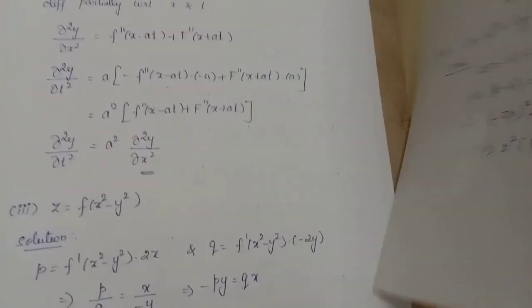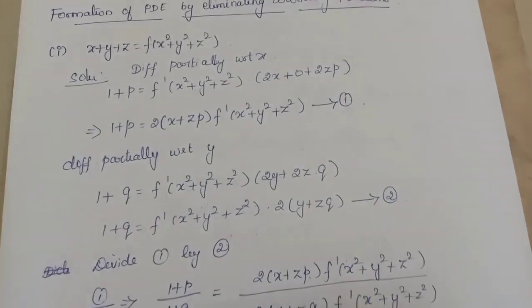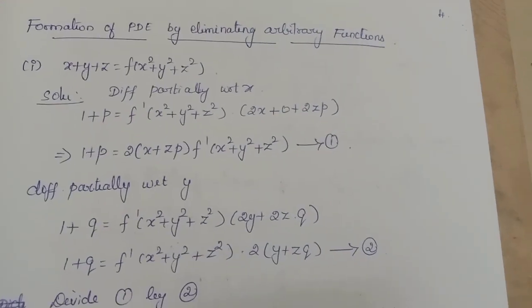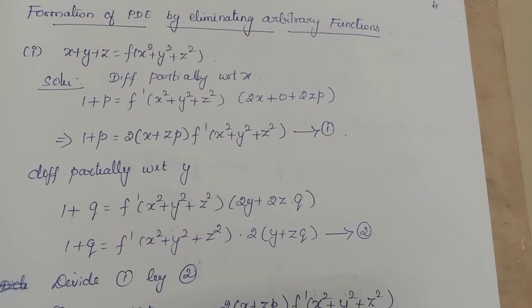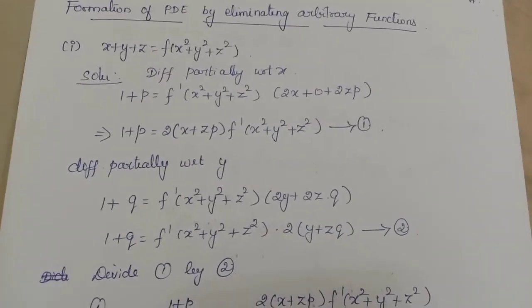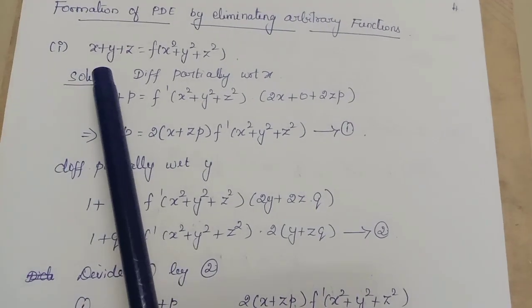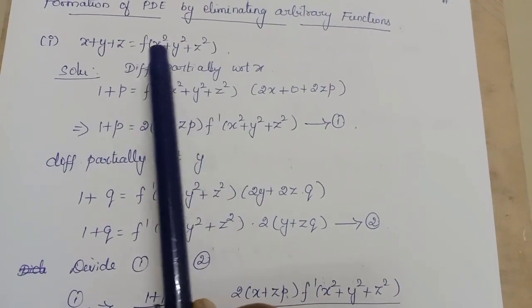Okay, right. Then the next section is formation of partial differential equation by eliminating arbitrary function. Okay, in the previous set of problems, arbitrary constants were occurring, so that we have eliminated. Now we will be having arbitrary functions. The procedure is like the previous set only. Okay. Now look at the first problem. x plus y plus z equal to f of x square plus y square plus z square.